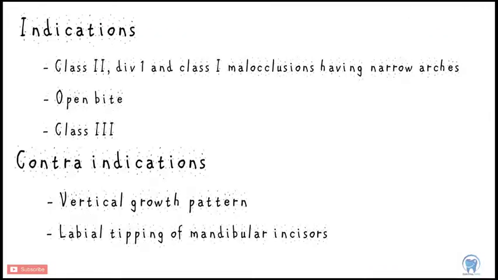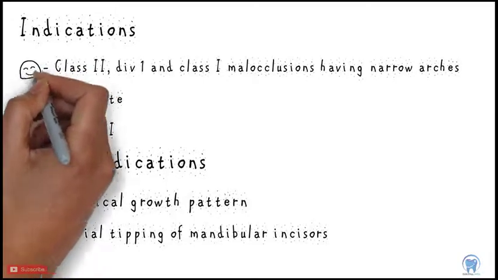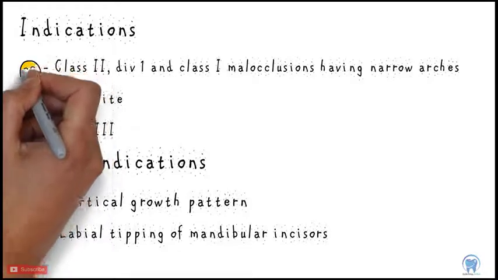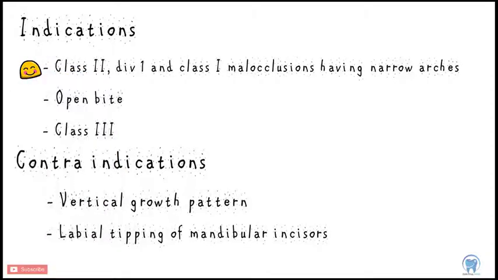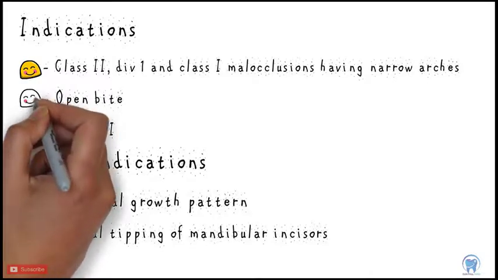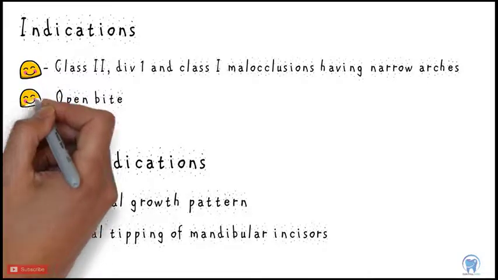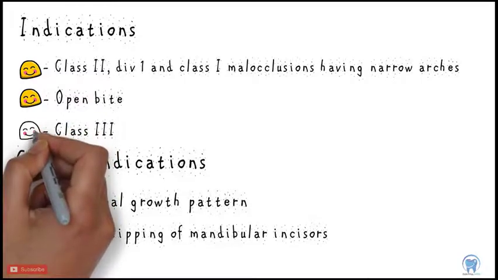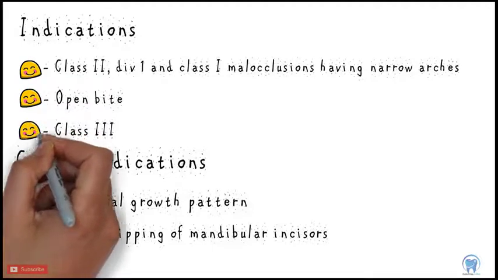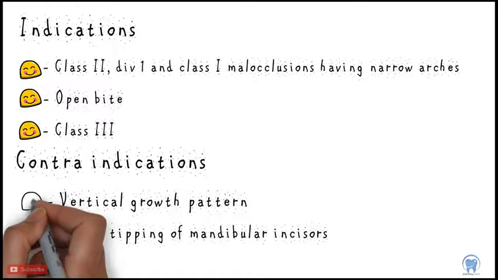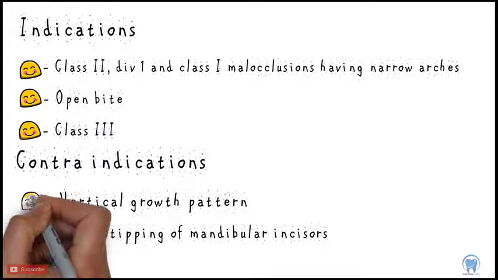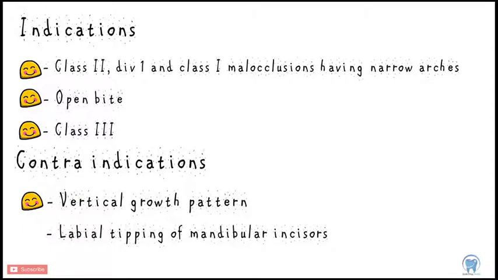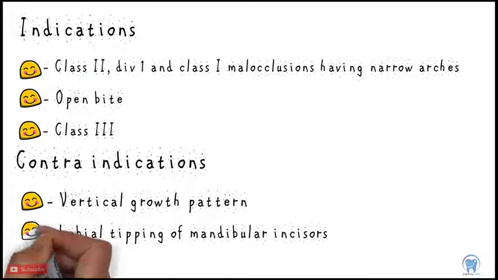Now let's discuss the various indications and contraindications for the use of a bionator. A bionator is mainly used for Class 2 Division 1 and Class 1 malocclusions having narrow arches. Then it is used in open bite cases wherein the open bite appliance is used. Then it is used in Class 3 cases wherein the Class 3 appliance is used. And there are a few contraindications for the use of a bionator, which include vertical growth pattern, that is when the patient shows a vertical growth pattern, and also when the patient shows labial tipping of mandibular incisors.